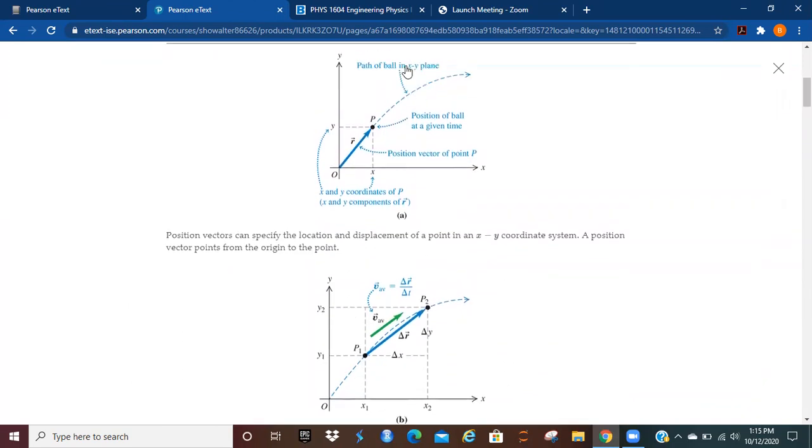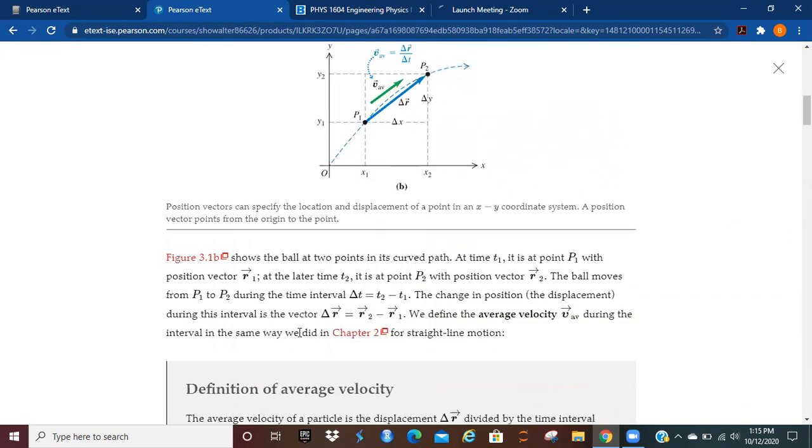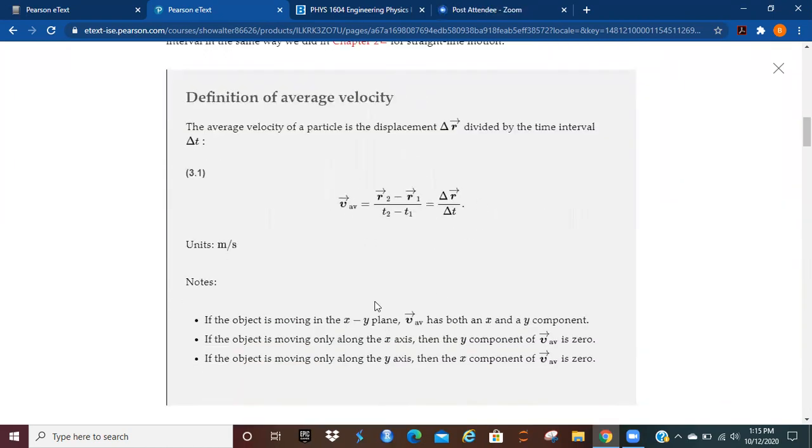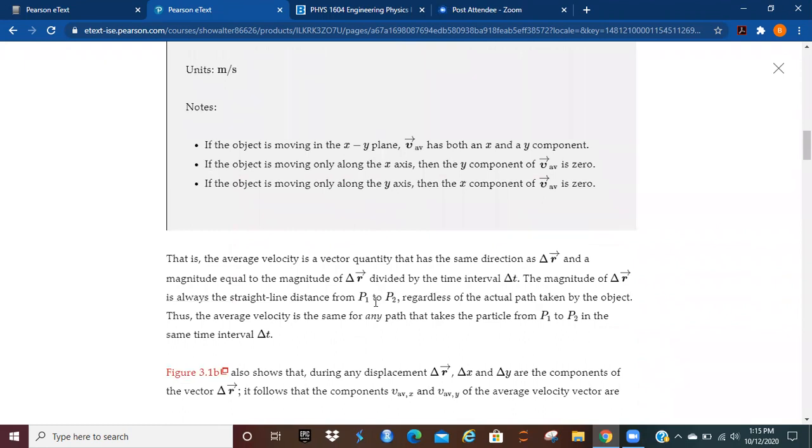This is material that we've already discussed here, where you've got the position of the ball at any particular time. It's along the resultant vector. The tangent vector to that is going to be your velocity vector. Again, we've discussed the average velocity here. One other important thing to note is that if the object is moving only along the x-axis, then the y component is going to be 0. And likewise, if it moves only along the y-axis, then the x component is going to be 0.